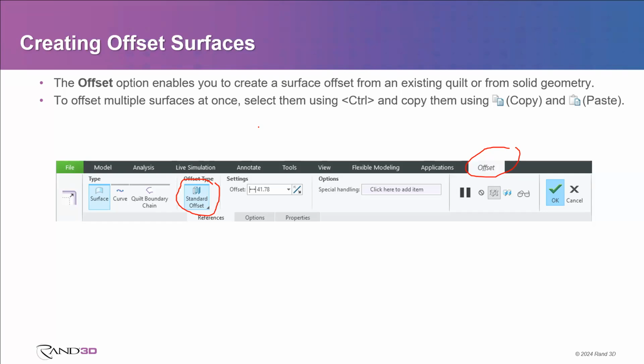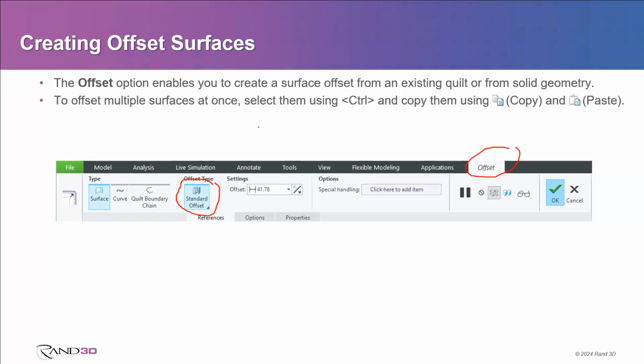Once you reach the radius dimension on the offset, you've gone to 0 on the radius. Any further than that, it's going to overlap on the other side and fail. So the standard offset is going to allow you to pick either one surface, one quilt, or one solid face.